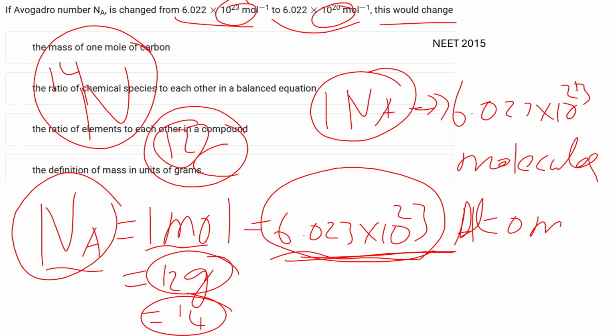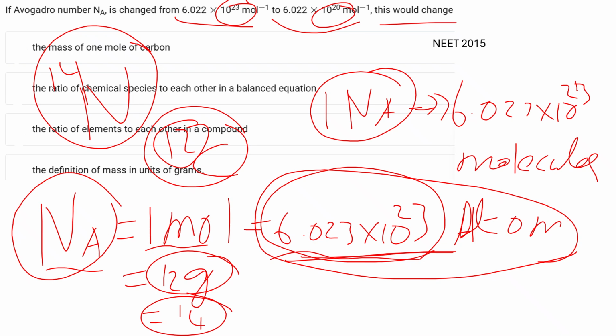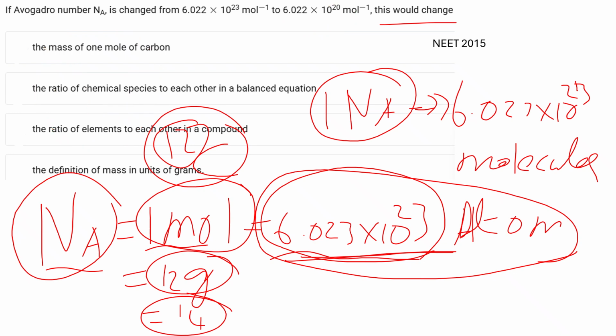Avogadro's only talks about the number of molecules or number of atoms present in 1 mole of a substance, not a gram. Hence, if I change Avogadro's number, which means Avogadro's definition, from 6.022 into 10 to the power 23 to 6.022 into 10 to the power 20, what would change? What will be changed?